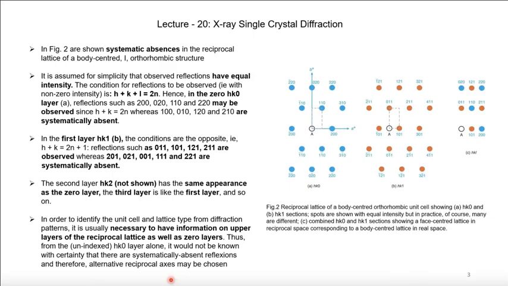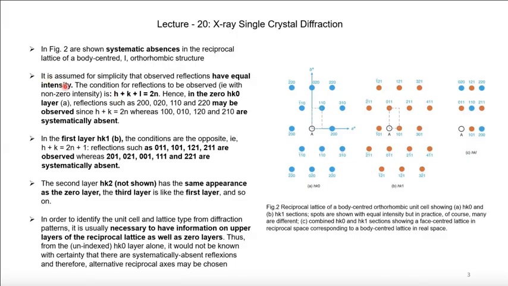Okay, next slide. We are talking about this figure. One thing we should say here: we assume that all reflections have equal intensity. This is not the case when we try our actual experimental data.